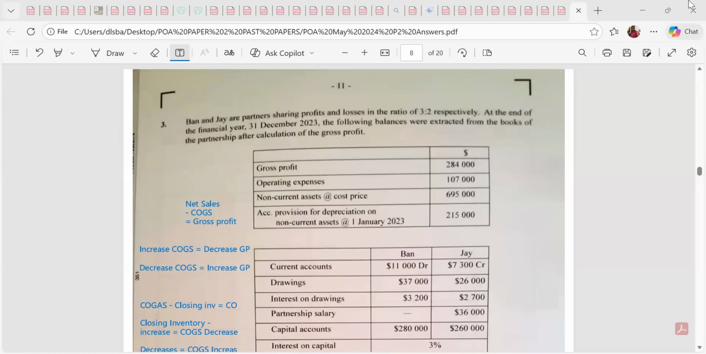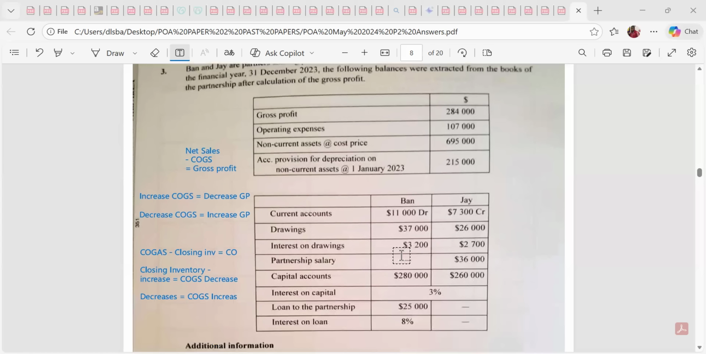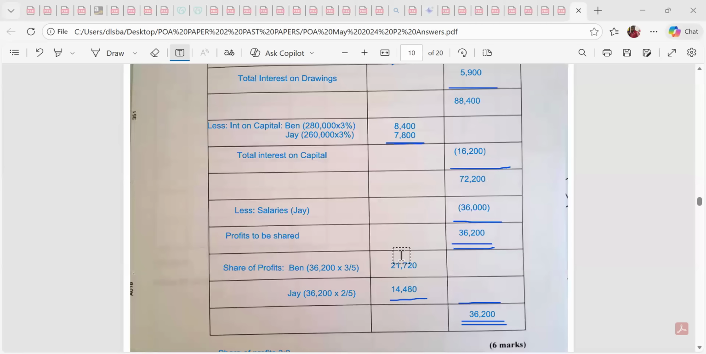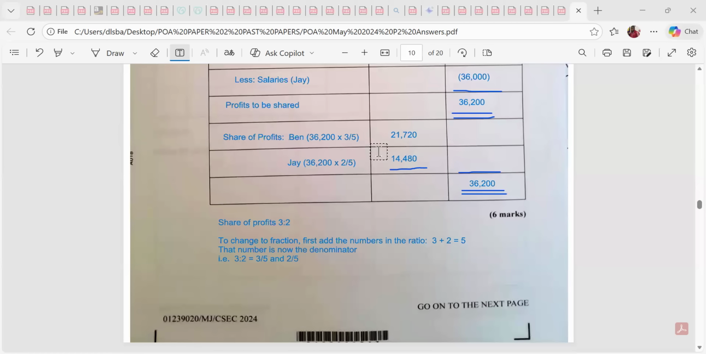For J, the 2 would be the numerator, and the denominator again, you add the 3 and the 2 together. So J will be getting 2/5. So BAN will get 3/5 of the profits to be shared. J gets 2/5 of the profit to be shared. Which is what we did here. 3/5, 2/5. Then I add it back to make sure it's still adding up to 36,200.